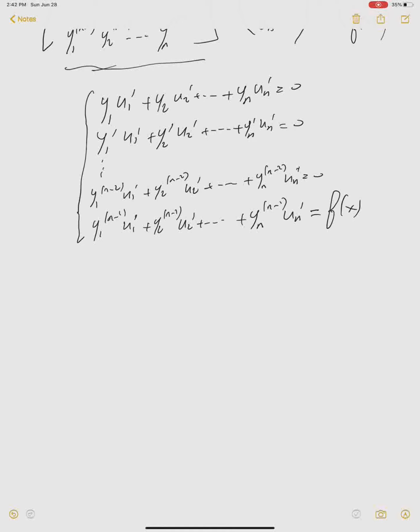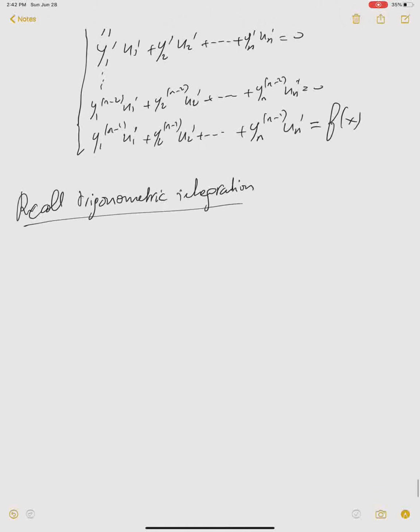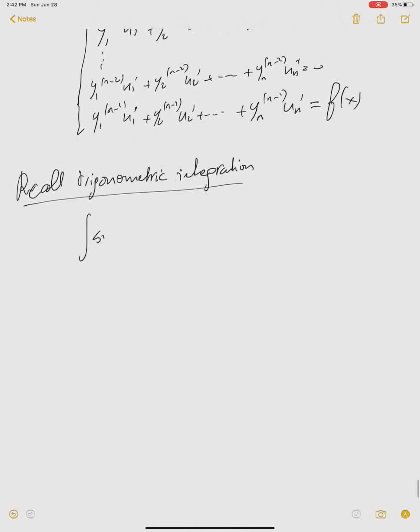Okay. Now, before doing an example, let's recall trigonometric integration. So what's the integral of sine x dx? The integral is minus cosine x plus constant. What's the integral of cosine x dx? This is sine x plus constant.